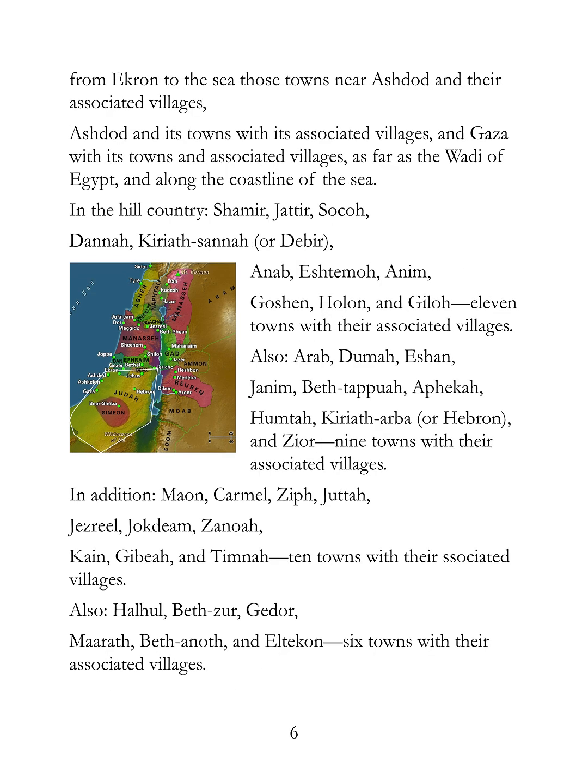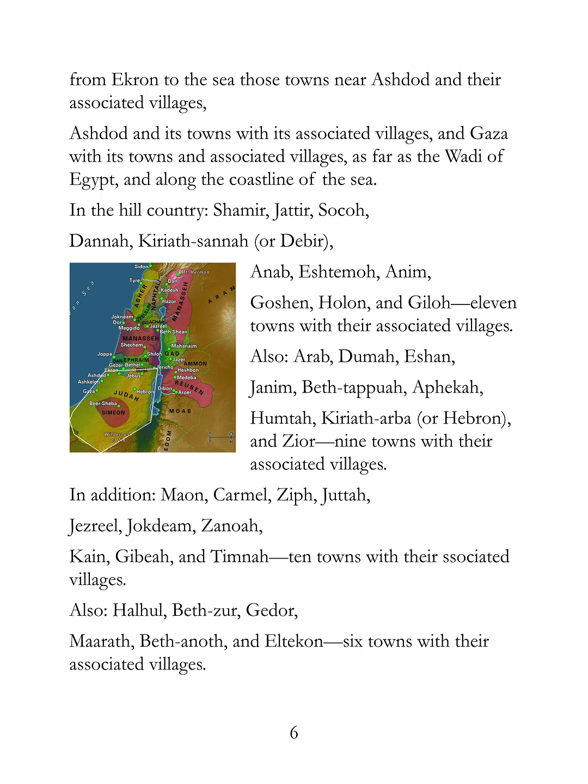From Ekron to the sea, those towns near Ashdod and their associated villages. Ashdod and its towns with its associated villages, and Gaza with its towns and associated villages, as far as the Wadi of Egypt and along the coastline of the sea.